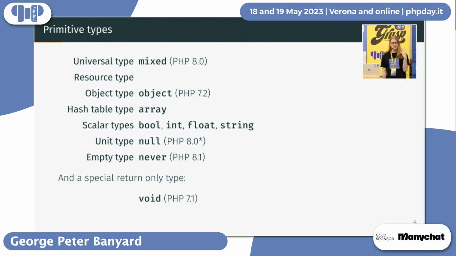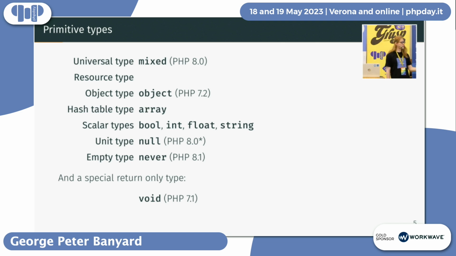PHP has four scalar types, because for some reason we consider a string a scalar, but that's just our own semantics. So it's boolean, integers, floats, and strings. Null is what we call the unit type. It is a type which is inhabited by only one element. So null is the only value which is part of the null type.